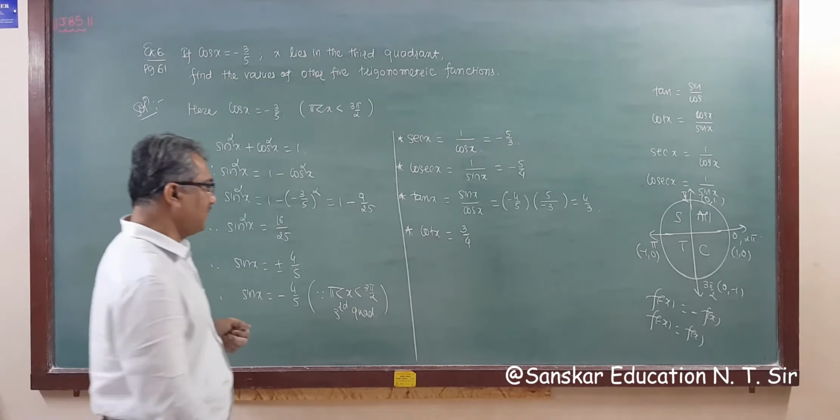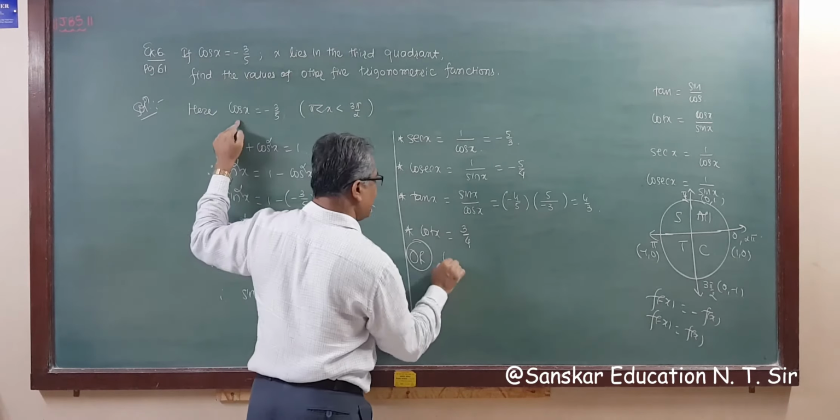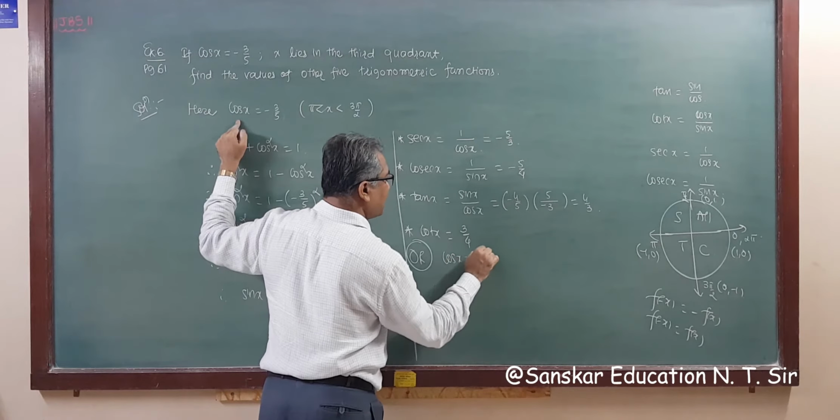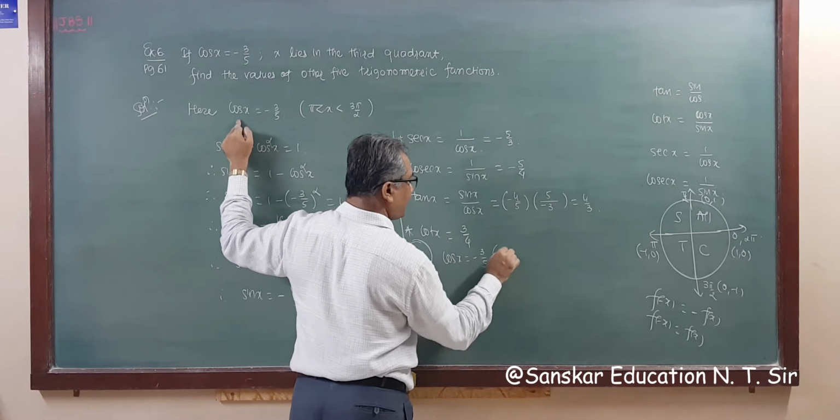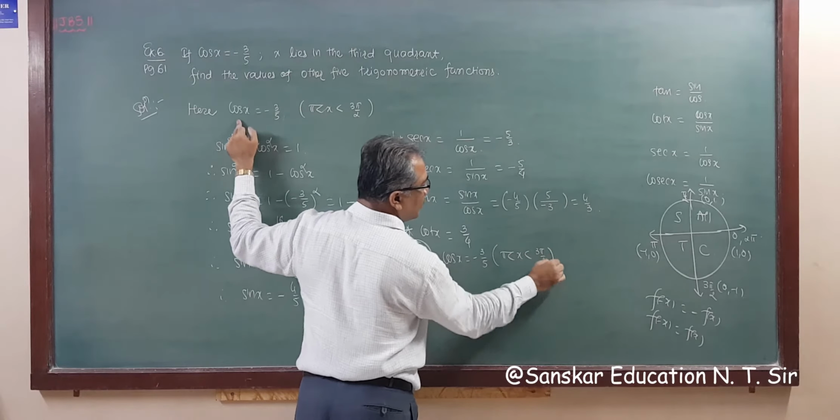Now the second method. What is given? Cos x is minus 3 by 5, pi less than x less than 3 pi by 2, that is the third quadrant.